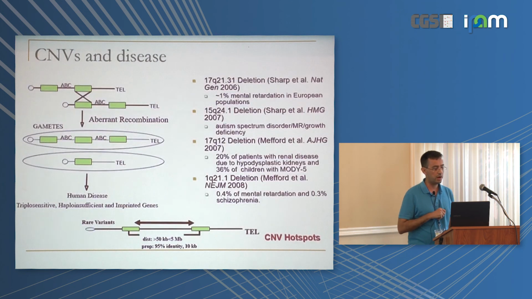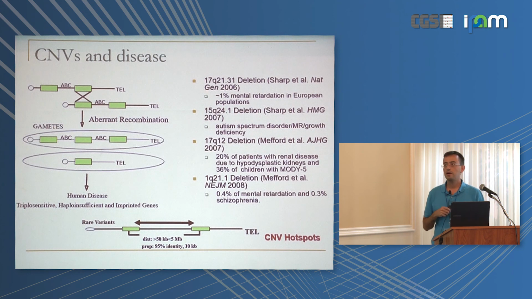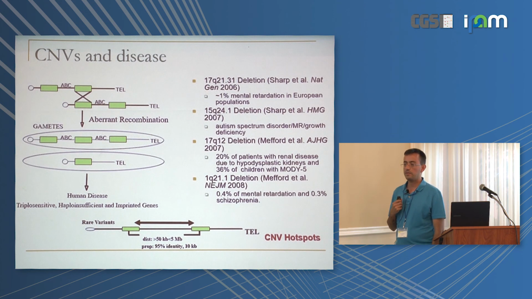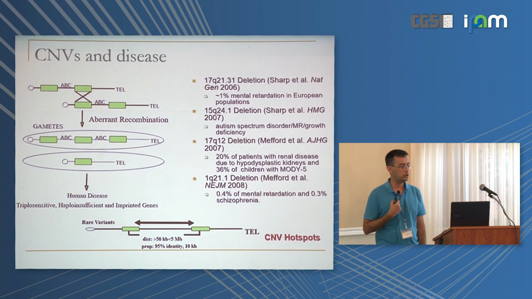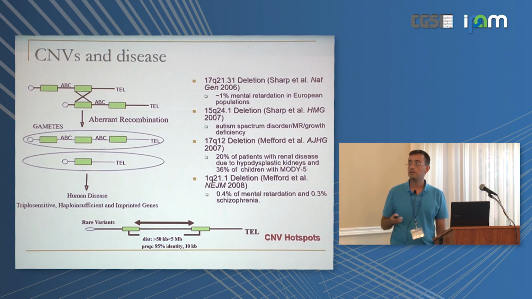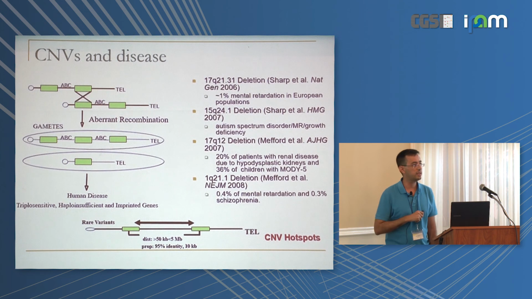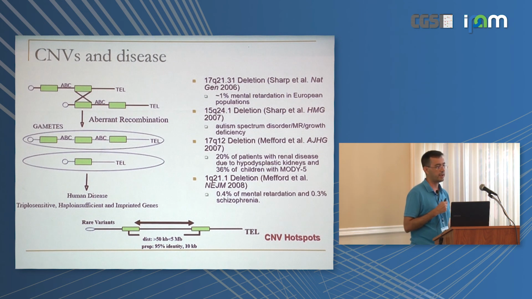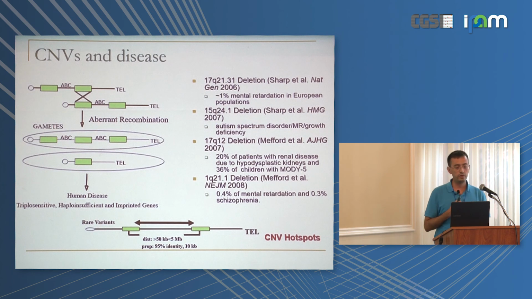So why do we care about the structural variants? One thing, the loss of CNVs are already associated with human disease. So again, this is old data. If you remember from Dana Pierre's talk, she was talking about microarrays. So this is back in microarray time.